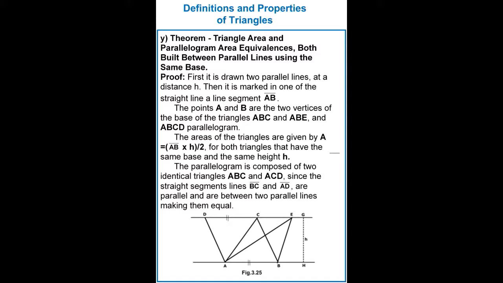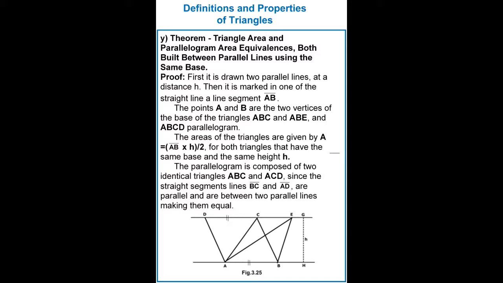In this first slide of this fifth and last class of chapter 3 of the course of basic geometry is presented a demonstration of the theorem that shows the equivalence of the areas of parallelograms and triangles constructed between parallel lines. Figure 3.25 shows the drawing of two parallel lines, AB and DE, constructed at distance h. In the lower straight line segment, the segment AB is marked, which will be the basis of the parallelogram ABCD and of the triangles ABC and ABE.